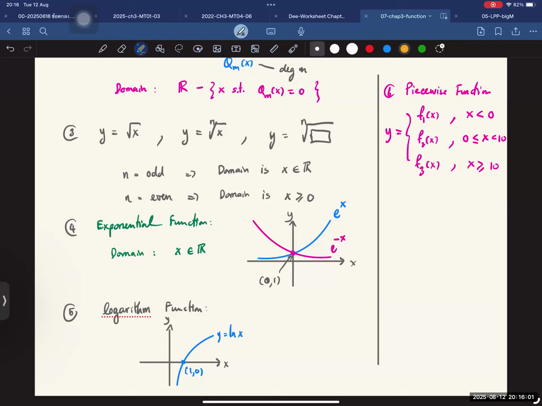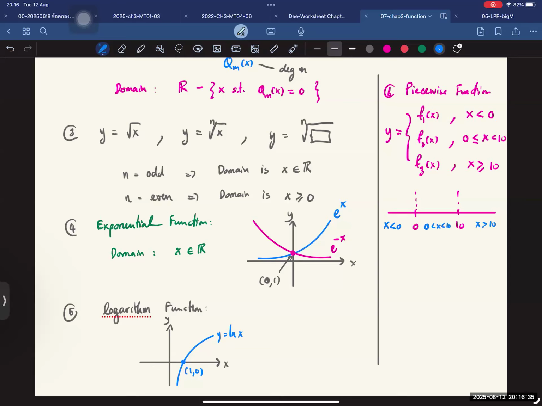This is just an example, so you can change any domain here. For example, we take 3 pieces, with 0 here and 10, and for each one of them, for this part, x is less than 0, here x is between 0 and 10, and here x is greater than 10.